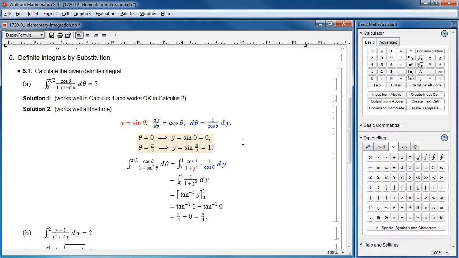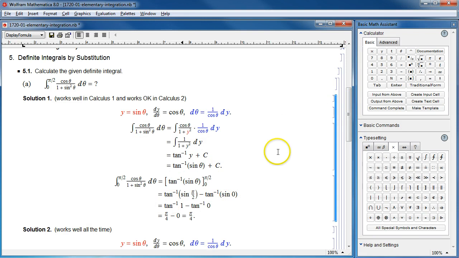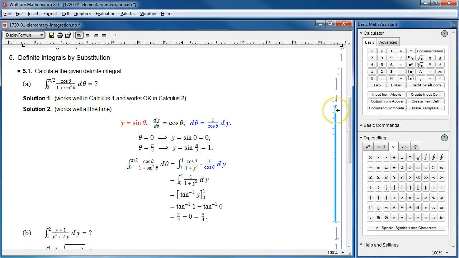So I prefer this method, and even when I teach Calculus 1, I do emphasize this method a little bit more. However, I tolerate students doing solution 1, just completing the antiderivative and plugging in at the very end, because it works out okay in Calculus 1. In Calc 2, it still works out okay most of the time, so I'm not going to take off any points for using solution 1, but I'd like to emphasize solution 2 far more, because number 1, there are some examples in Calc 2 where solution 1 fails.